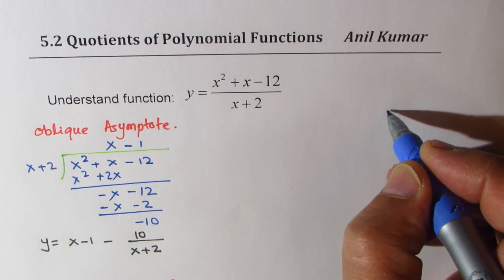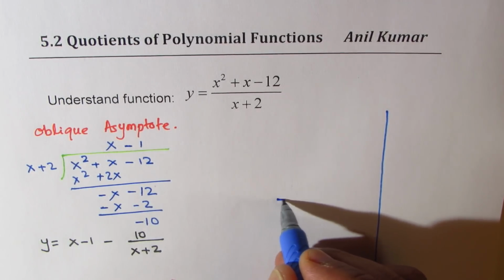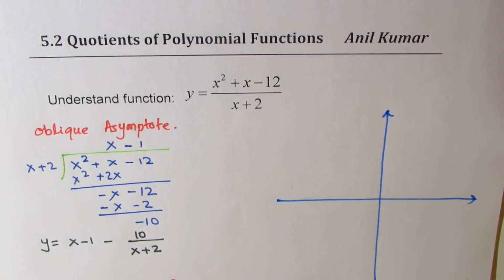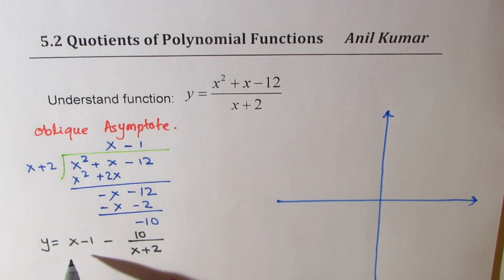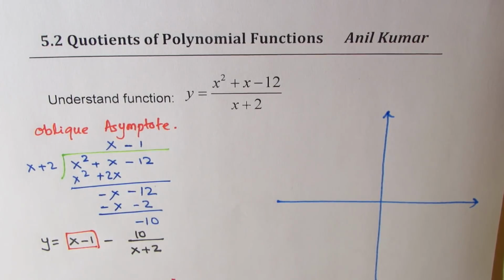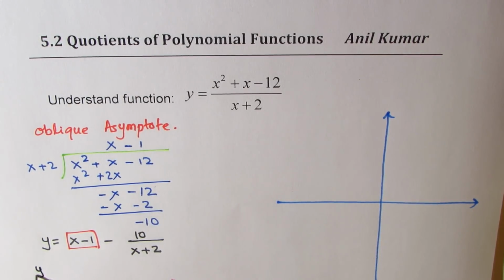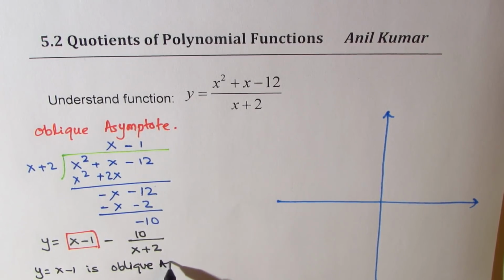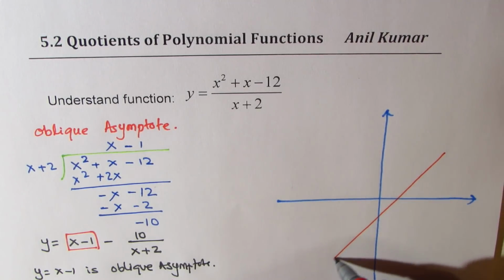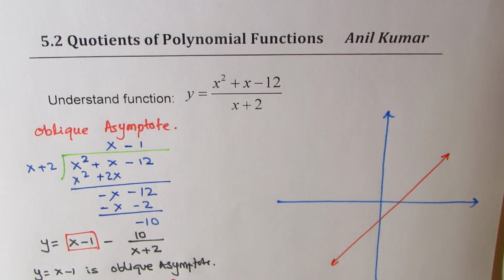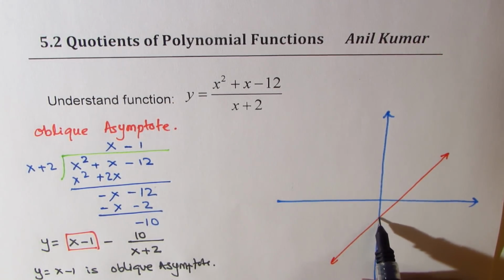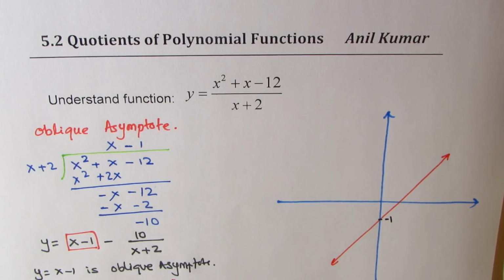So now let me sketch and show you how it should look. The equation of the oblique asymptote is this part, x minus 1, right? So the oblique asymptote here is y equals x minus 1. Okay, so let me sketch this, x minus 1. That means kind of like this. Correct? Where the y-intercept is minus 1. You get it, right? So we get the oblique asymptote.